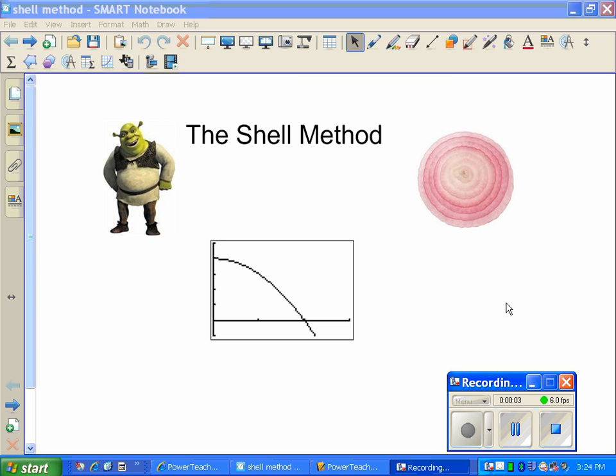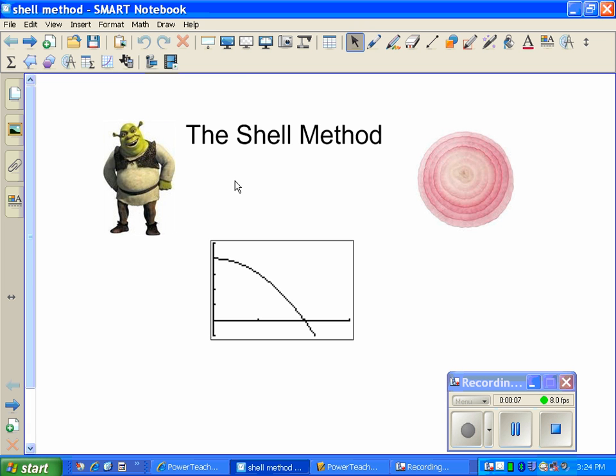Alright, so let's get started with the next thing that we're going to talk about here in calculus class, which is the shell method. So, again, we're still doing solids of revolution, still spinning objects, and so we're just looking at a representative slice. This is some function of x, y equals some function of x.